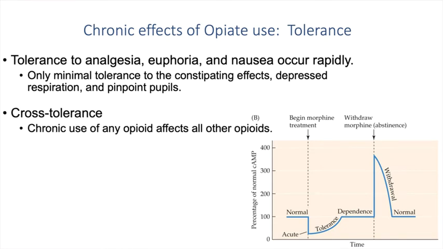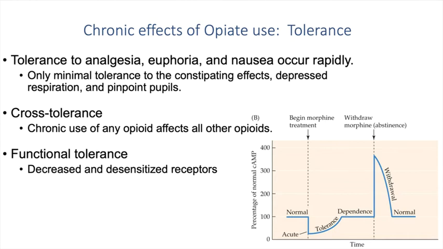Opioids also show cross-tolerance. Any opioid is going to affect all other opioids. So if you are a chronic heroin user and you have a legitimate pain problem, the dose of morphine required in hospital to treat that pain problem is going to be significantly higher from somebody who does not regularly use opioids.